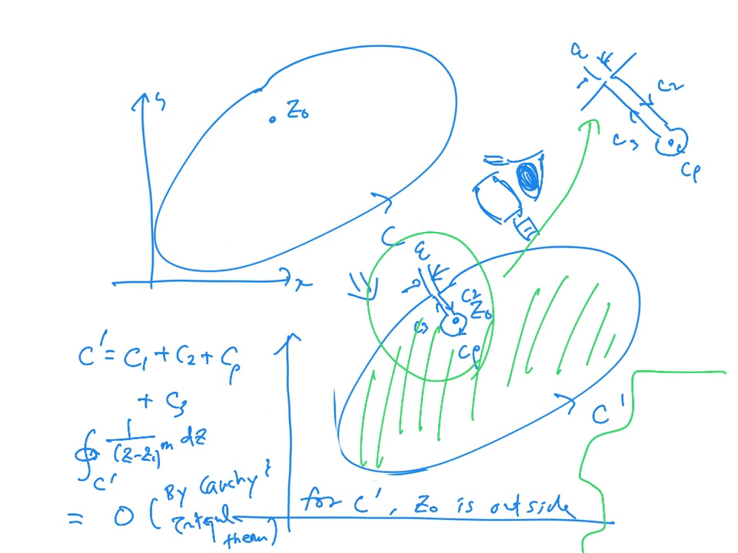C prime is this closed curve with the C1, C2, C0, C3, and coming back. So for this curve, this point is outside, right? So we can apply Cauchy's integral theorem. We know that this is 0.